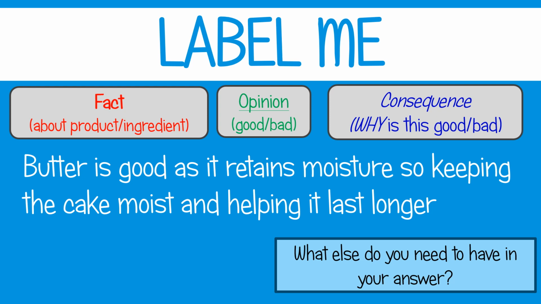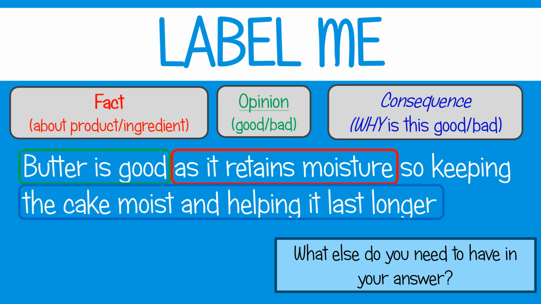So remember, a fact is just a short, snappy description of what butter does in the product. So we are starting off by saying for a fact that butter retains moisture. We then want to go in with our opinion. So is this a good or bad thing? And this person has started off with their opinion, which is absolutely fine. So we're saying butter is good. We then want to be given a reason why it's a good thing that butter is retaining moisture. And this person has said, so keeping the cake moist and helping it last longer.